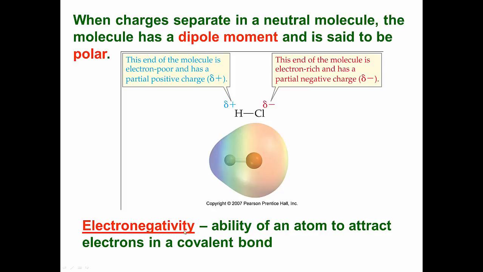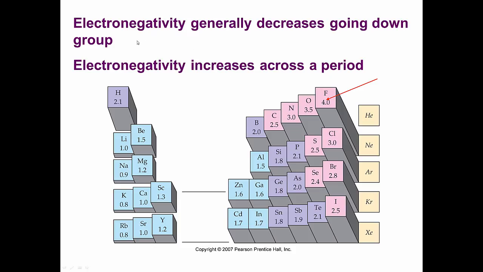So electronegativity is the ability of an atom to attract electrons in a covalent bond. Here, we see that the chlorine is more electronegative than the hydrogen. It draws those electrons to itself. Electronegativity, in general, will decrease going down a group. It will increase as you go across a period.